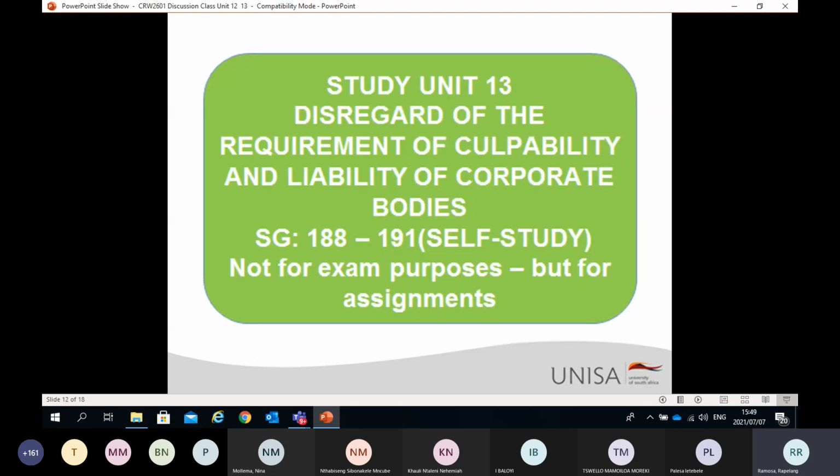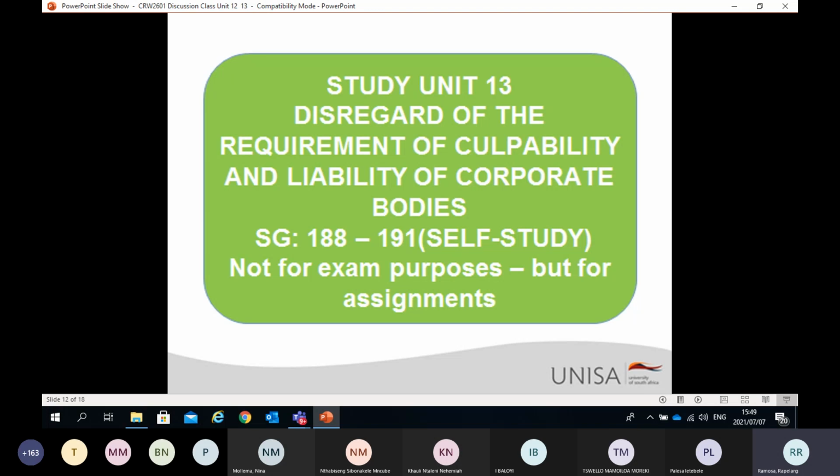Now, when we come to Unit 13, I want to stress the following. You do not need to study Unit 13 for exam purposes. We make it explicitly clear that we can utilize it for the purpose of assignment questions and assessments. But for Unit 13, you may just read through it to familiarize yourself with situations in our law whereby culpability as an element is disregarded.